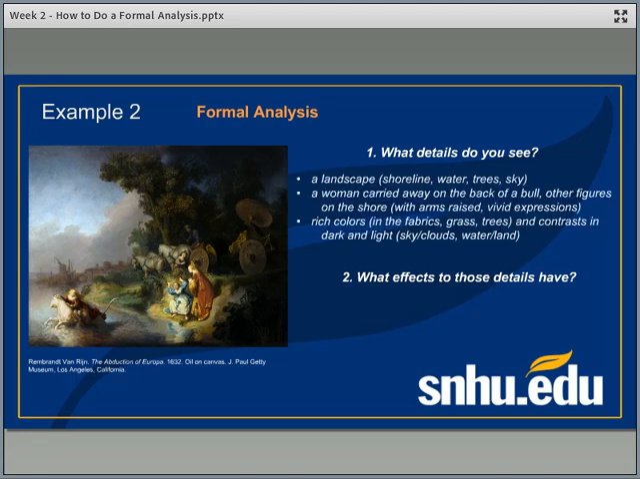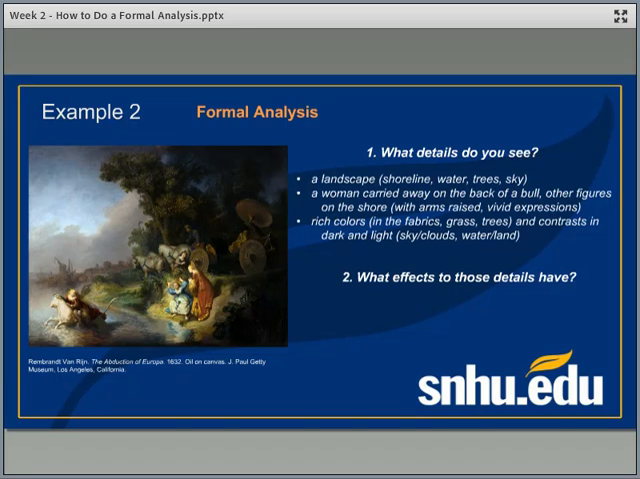What we see here is a landscape. We have a shoreline with water, trees, and sky. We see what appears to be a woman being carried away on the back of a bull, and the other figures are there resting on the shore, some with their arms raised. They have vivid expressions while they're watching this scene. As far as color palette and overall composition, we've got this rich color palette in the fabrics and the grass and in the trees, and contrasts in dark and light.